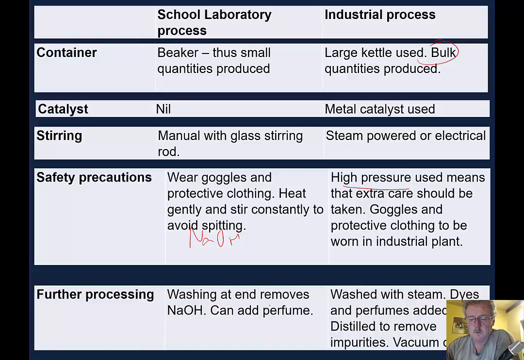Further processing, we wash it to remove any extra sodium hydroxide. We can add things to it, perfume, and we can dry it. In the industrial process, they wash it with steam, add dyes and perfumes, and they can even distill the soap. So melt it down to remove any impurities. Then it can be vacuum dried. That's drawing all the moisture out of it.